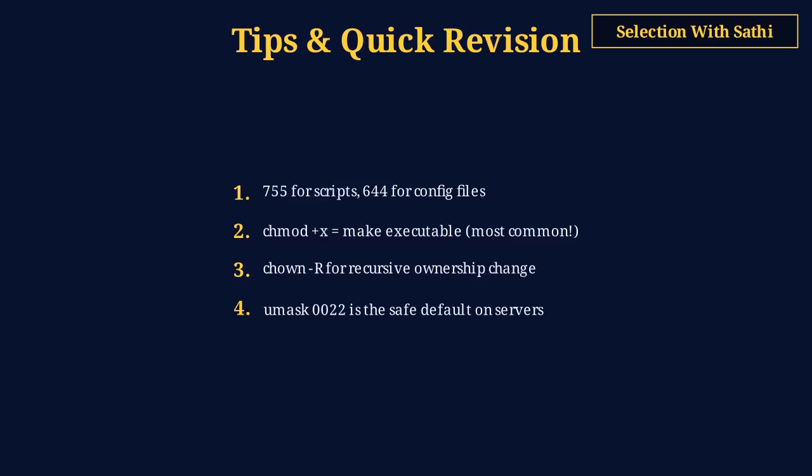Tip 3. Never use chmod 777 in production. It gives everyone write access, which is a security hole. Tip 4. The standard umask is 022. New files get 644. New directories get 755.